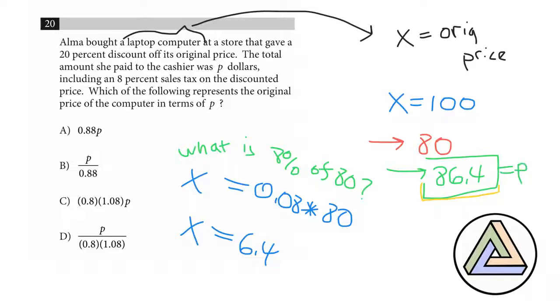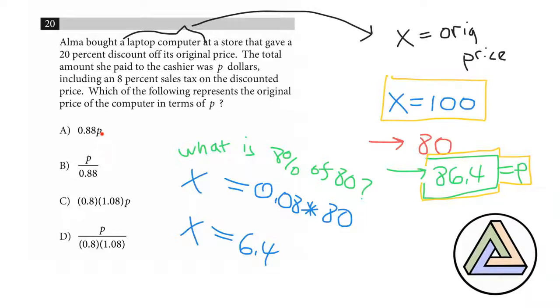So I'm going to really highlight that we have a number that we could say is P now. It's 86.4. And we want to know which of the following represents the original price of the computer in terms of P. Well, once again, the original price was 100, right? So which of the following represents the original price? In other words, which one of these equals the original price when we plug in 86.4 for P?